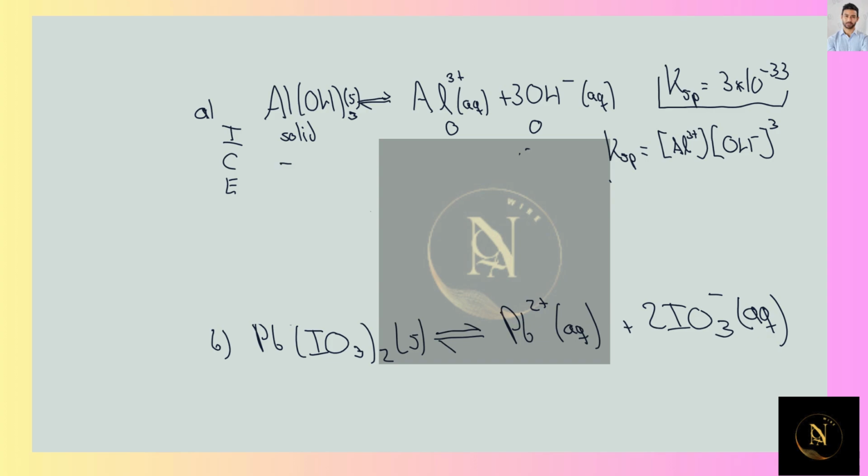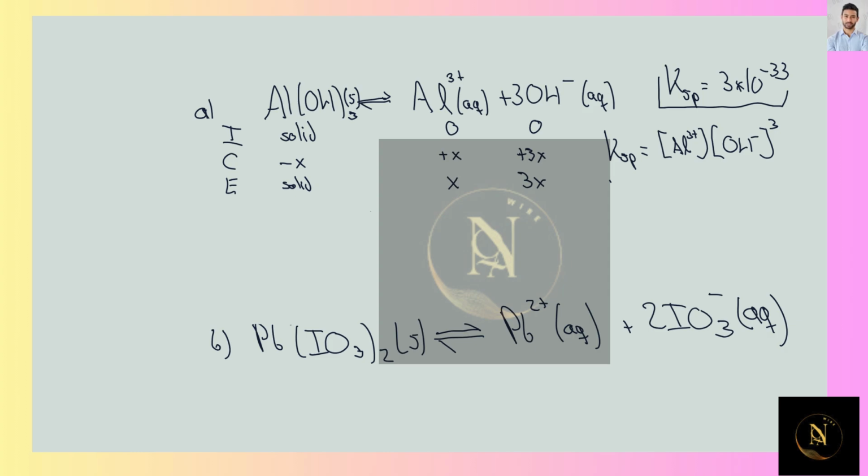Next, the change is that an X portion of the solid is going to appear in solution. That means plus X and plus 3X for the change of the ions. At the equilibrium, we still have the solid minus that X portion, but that doesn't matter because pure solids do not take part in the equilibrium constant. And at the equilibrium, we have the quantities X and 3X.